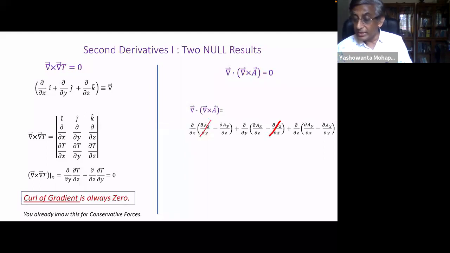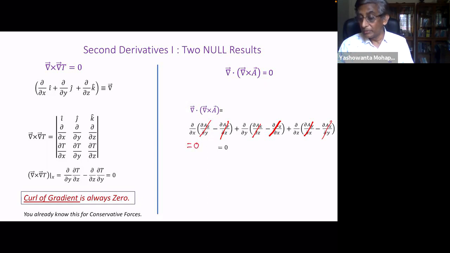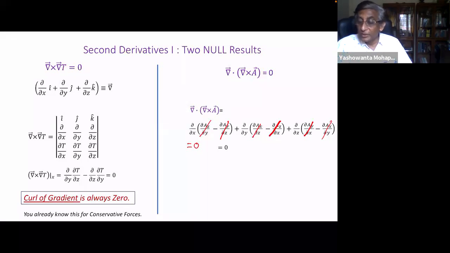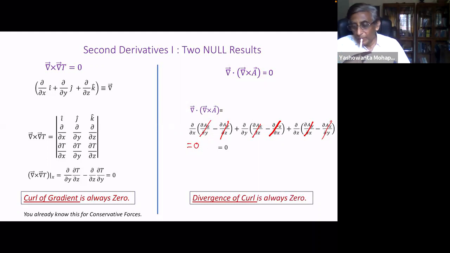So this and this will cancel. Similarly, del Ay by del z del x and del Ay by del x del z, these two will cancel. So everything really cancels off, and this is equal to zero. This is always true, irrespective of which vector function you have taken. So divergence of curl is always zero.